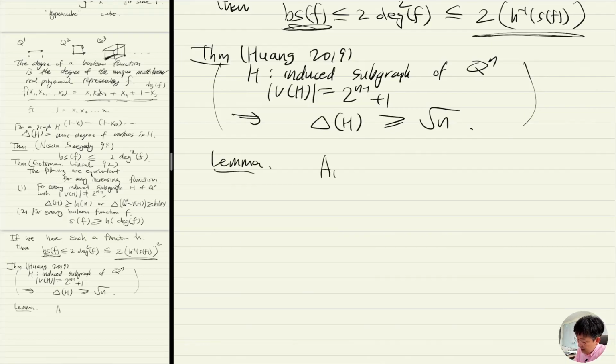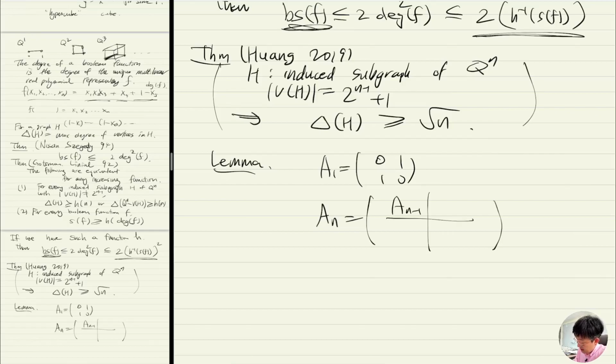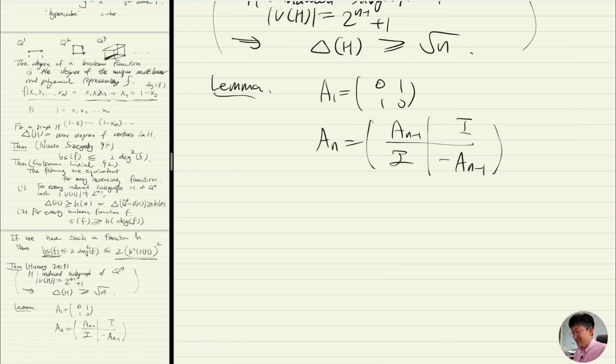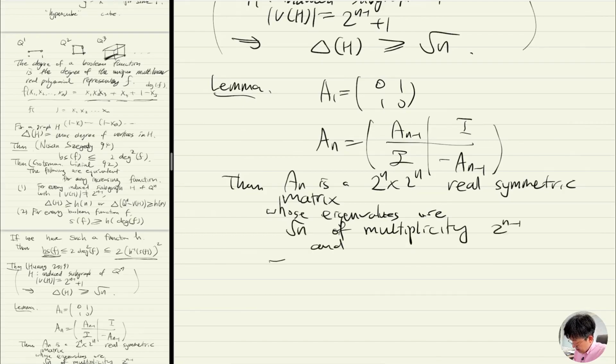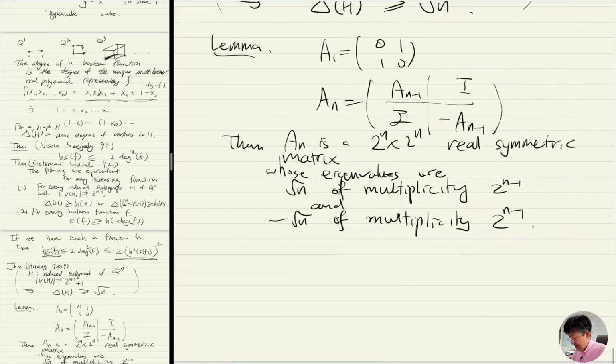So here's a lemma. Let A_1 be the matrix 0, 1, 1, 0, and A_n be the block matrix obtained from A_(n-1), I, I, and minus A_(n-1). Then A_n is a 2^n by 2^n real symmetric matrix whose eigenvalues are square root of n with multiplicity 2^(n-1) and minus square root of n with multiplicity 2^(n-1). This is a key thing.